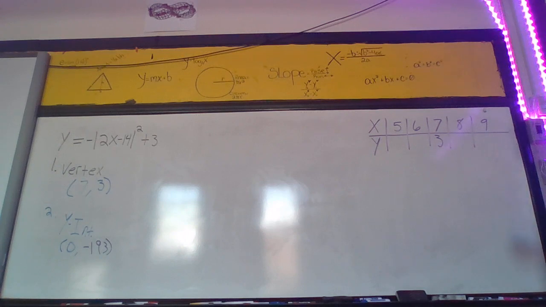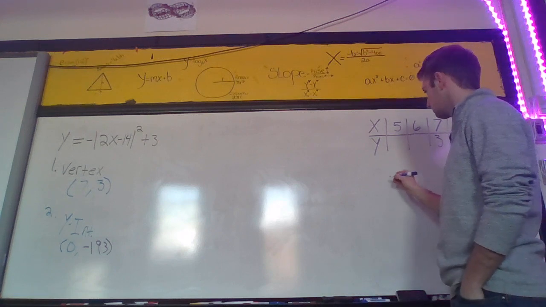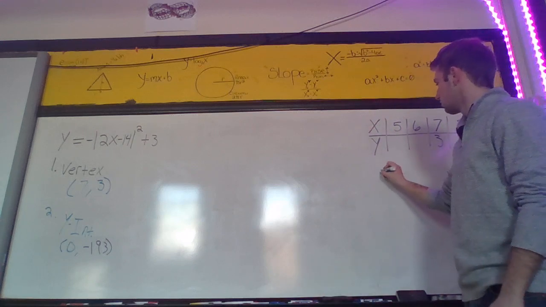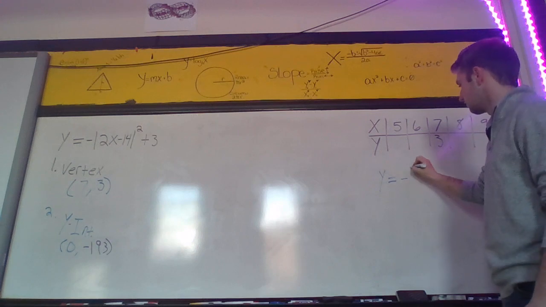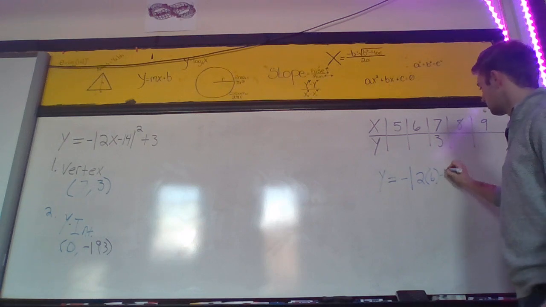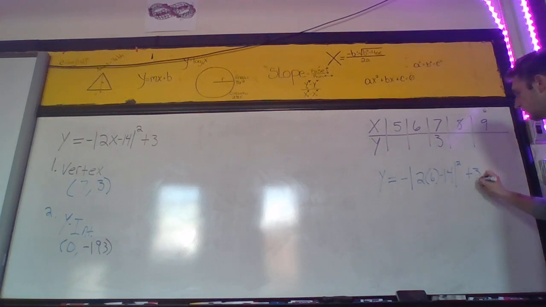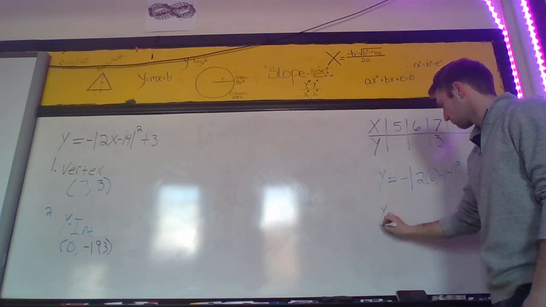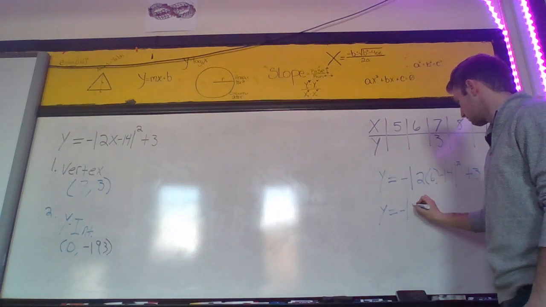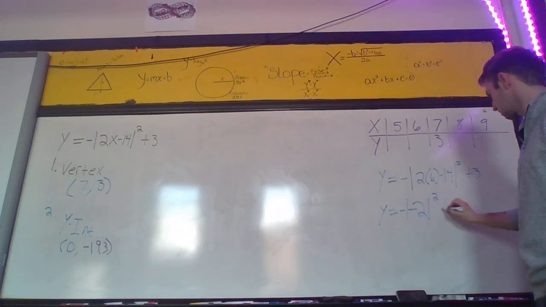And now we're trying to figure out what all this is going to come out to be equal to. So let's input that 6 and figure out what we need. y is equal to negative absolute value of 2 times 6 minus 14, squared, plus 3. 2 times 6 is 12, and 12 minus 14 is negative 2. Then we say squared plus 3.